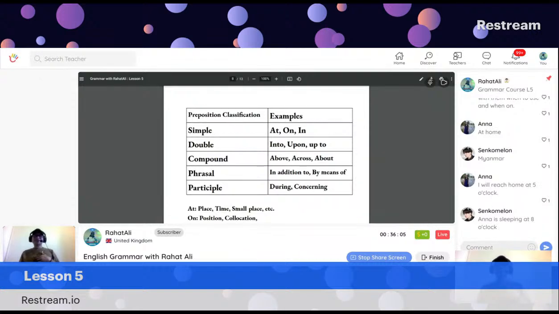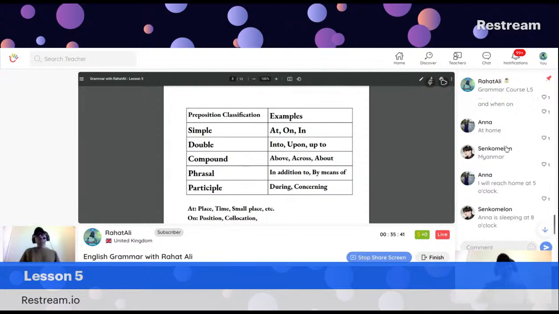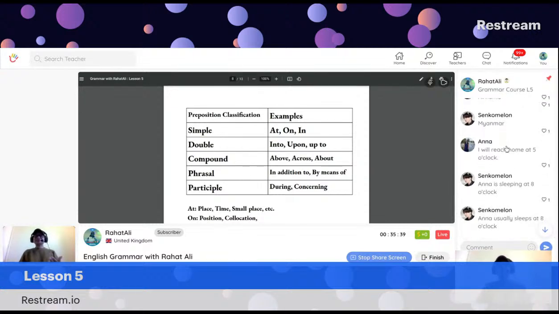Anna is sleeping at 8 o'clock. That's right. Remember, Sanko, if it is a repetitive action, we don't use present continuous. We use present indefinite only. So Anna sleeps at 8 o'clock. That means every day at 8 o'clock, she sleeps. Sanko, when we describe grammar, this is important: when we should use present indefinite rather than present continuous. Yes, Anna usually sleeps at 8 o'clock, or Anna sleeps at 8 o'clock. That's also fine.